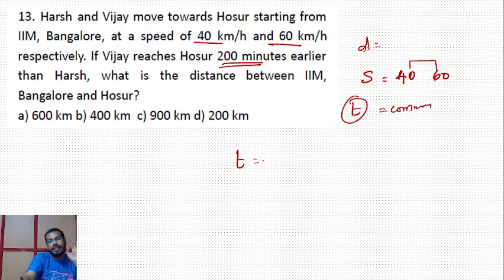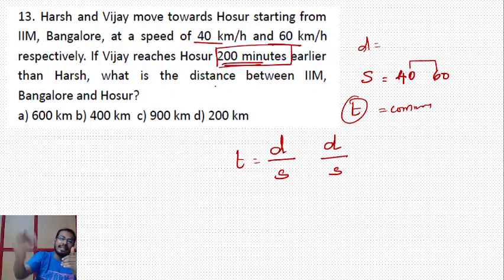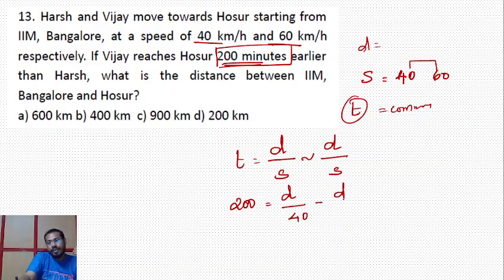So time is equal to distance by speed. This is for Harsh, and Vijay also had distance by speed. So this 200 is how much earlier one person reaches than the other person. That means the difference between the two persons. Correct? So 200 minutes is equal to distance divided by speed. We don't know the distance from Hosur to Bangalore, but we know the speed. D divided by 60. Here everything is kilometer per hour, so put 60 here also. So just solve this.